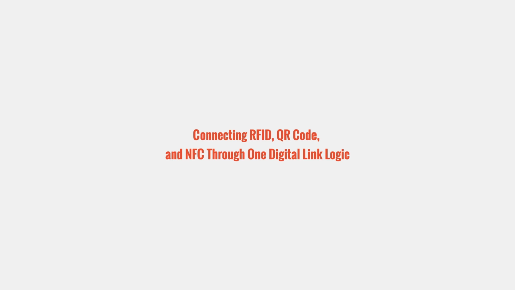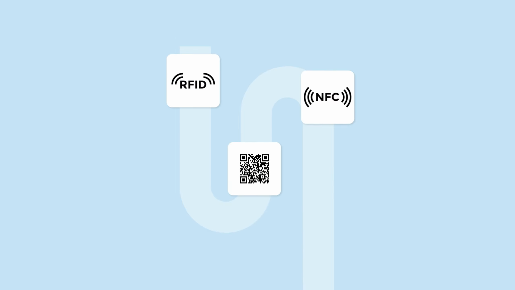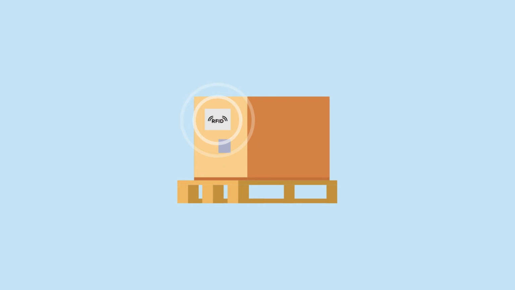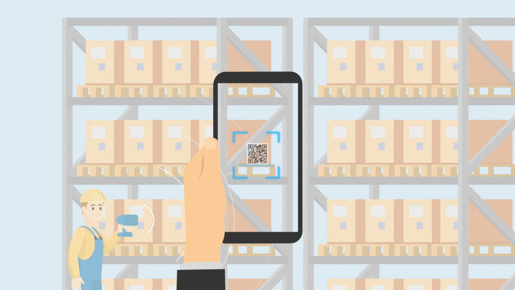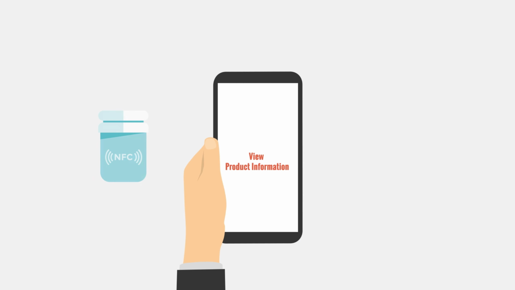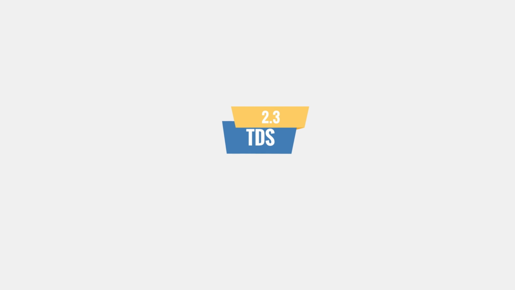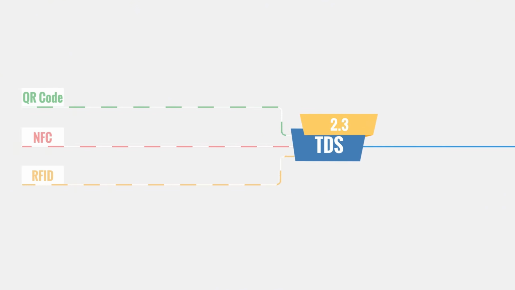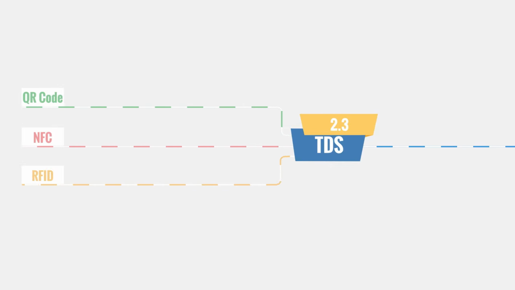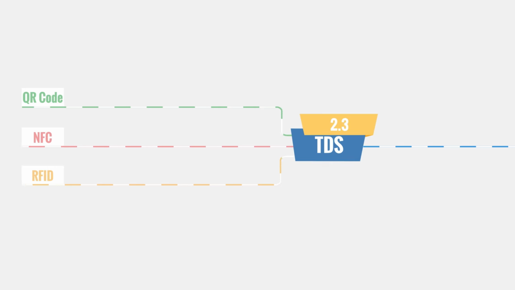Third, TDS 2.3 becomes even more important when companies want RFID, QR codes, and NFC to work under the same digital link logic. A product or asset may be scanned by RFID in a warehouse, by a QR code in a customer scenario, or by NFC in a service process. In summary, through the standardization enabled by TDS 2.3, different data carriers can point to the same trusted digital information.